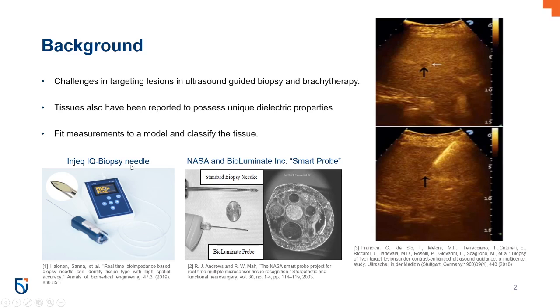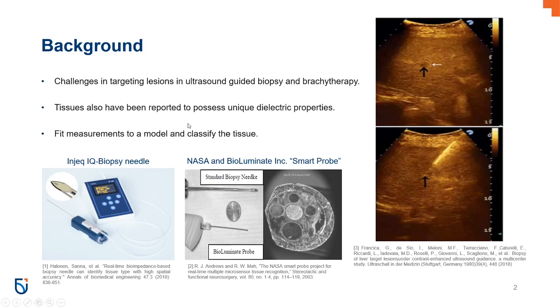We have the inject biopsy needle, where they have this central core electrode, and the needle shaft is acting as another electrode, which forms what we call a bipolar spectroscopy arrangement, where we can measure the electric impedance at the tip of the needle and determine what type of tissue it's in. NASA and Bioilluminate have done a similar design, where they have a central core electrode and the needle shaft is the other, as well as some additional sensors.